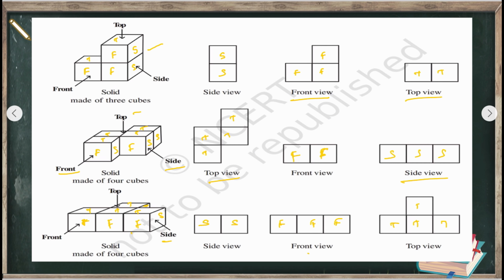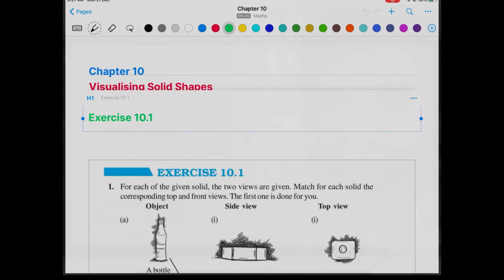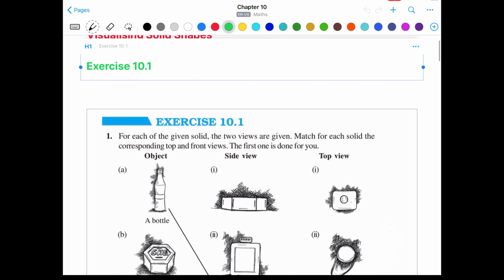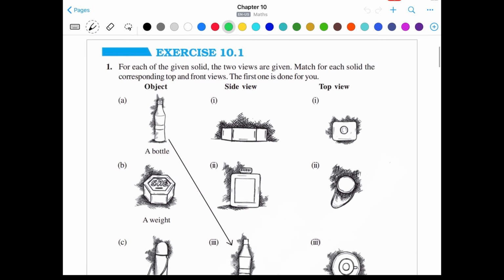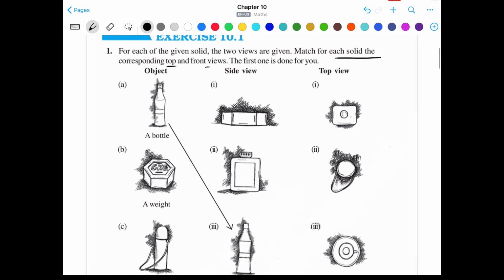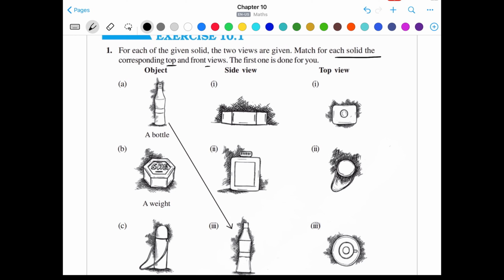Now based on this, we have exercise 10.1. So let's move to exercise 10.1. This exercise in total has only 4 questions, so we're going to do all of them here. The first question is, for each of the given solids, two views are given. Match each solid with the corresponding top and front view. So we are given a certain object, and we have to match its top view and front view. So we have to identify their top and front views.